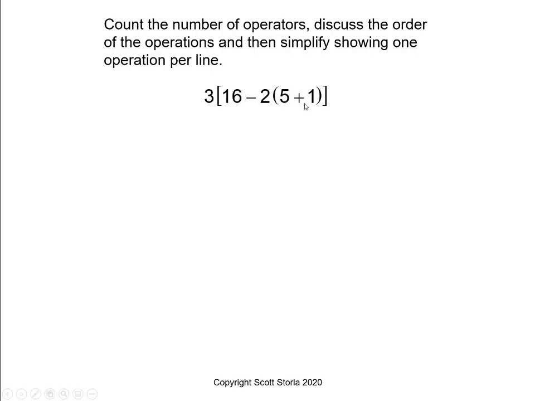We'll do the addition first, and then inside the brackets we'll have a subtraction and a multiplication. Multiplication will be next. Subtraction will follow, and then this multiplication will be last. 5 plus 1 is 6. 2 times 6 will give us 12. 16 minus 12 is 4, and 3 times 4 will be 12.